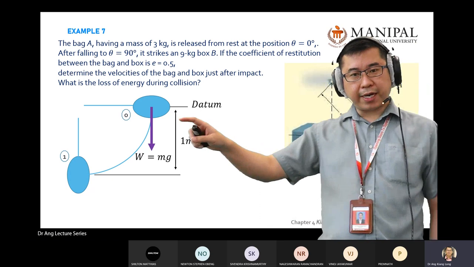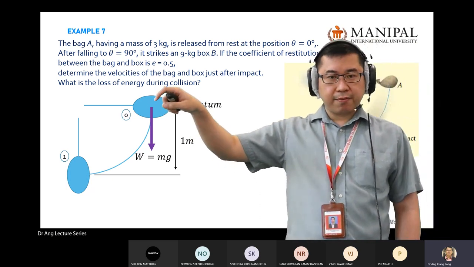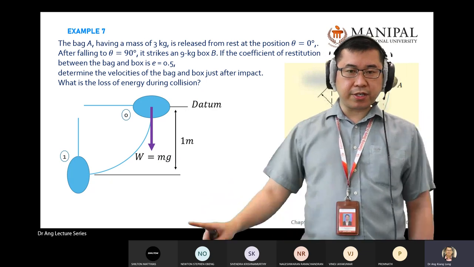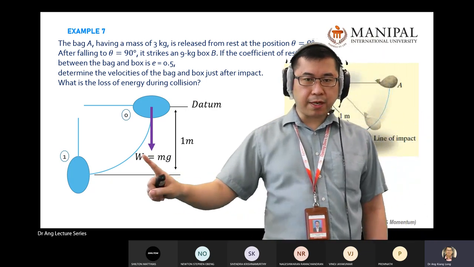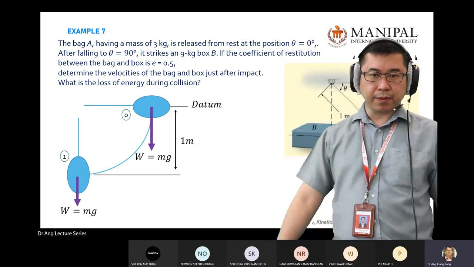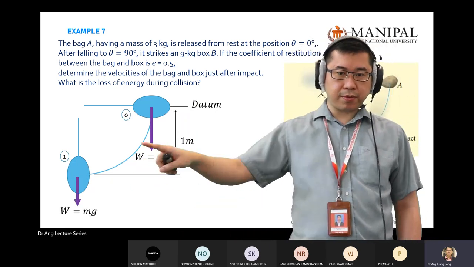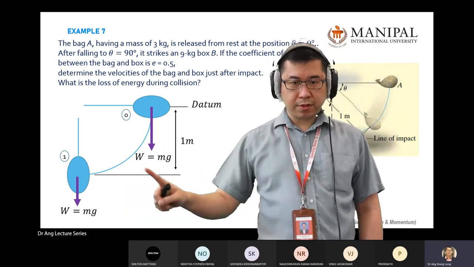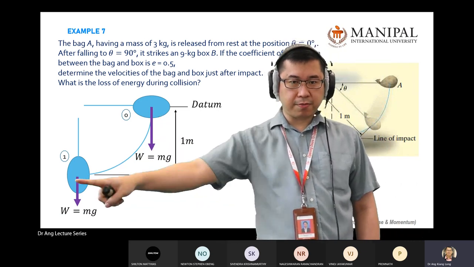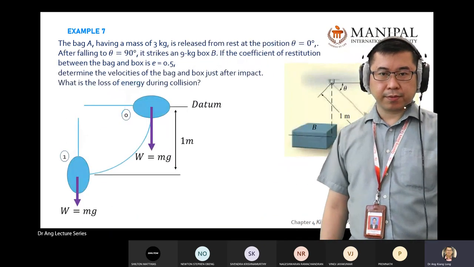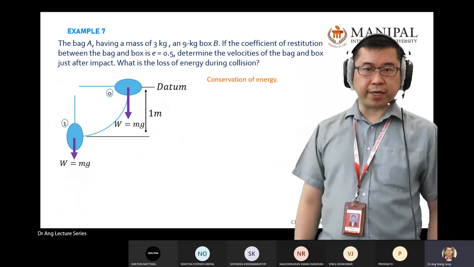So I draw the free body diagram. The weight, with gravitational acceleration: W equal to mg, pointing down. Same W also. Weight doesn't change. Right? W, pointing down. Then I start to solve already.